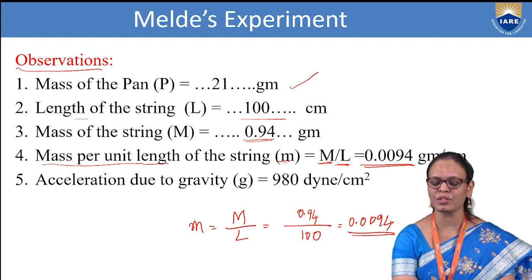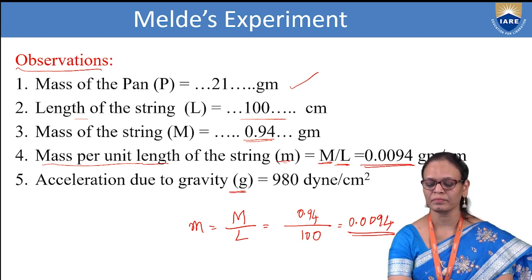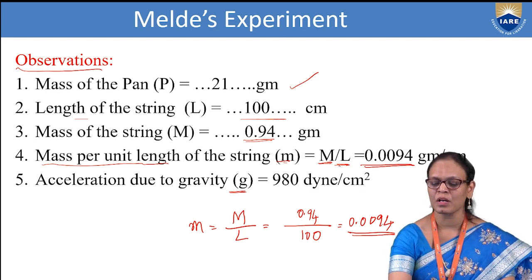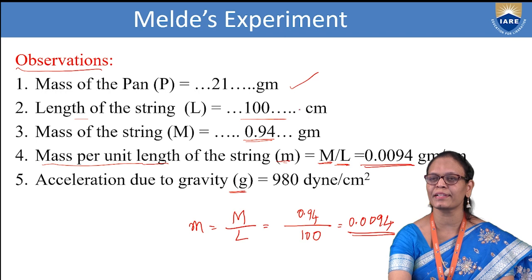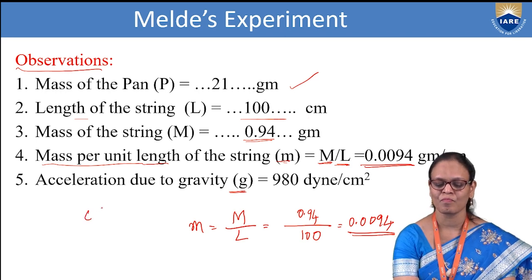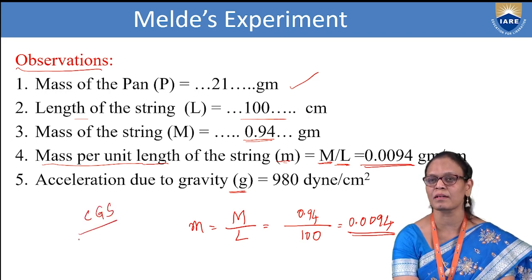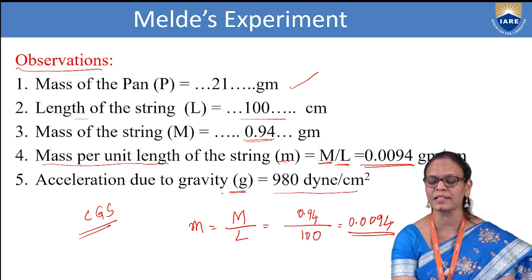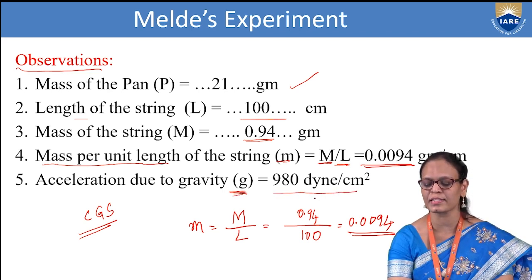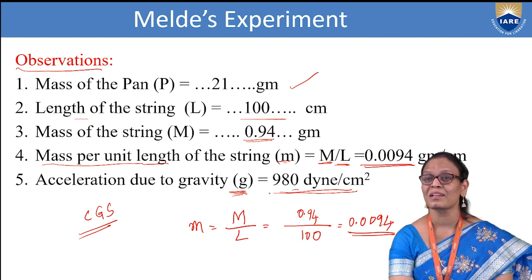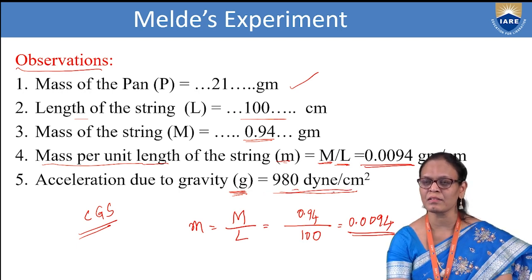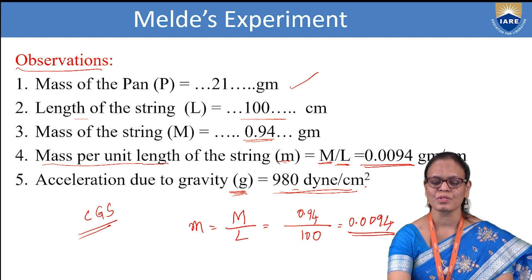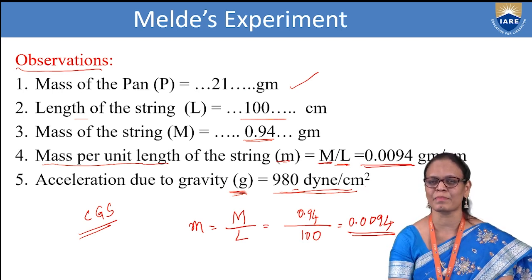Now the acceleration due to gravity g is 980 dyne per centimeter square, because we are using all the other quantities in the CGS system, the centimeter gram second system. So we will have to take the value of g, the acceleration due to gravity, also in the CGS system. So that is 980 dyne per centimeter square. All these things are to be noted before you start the experiment.